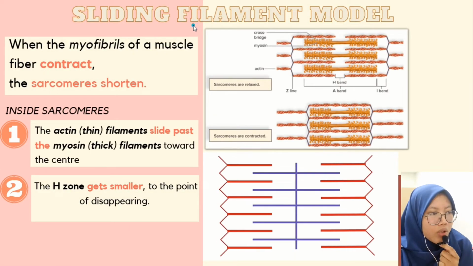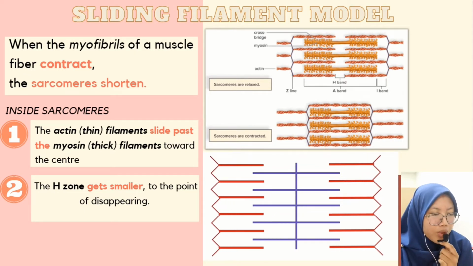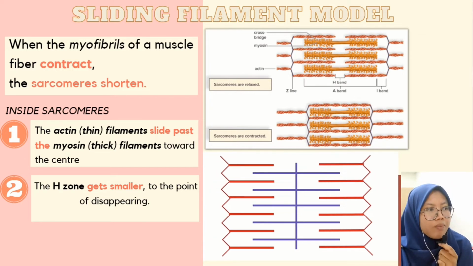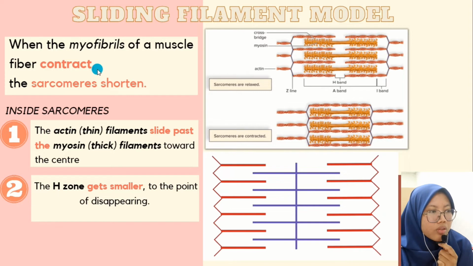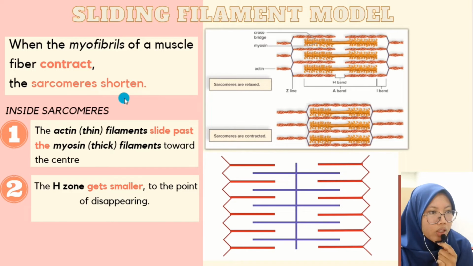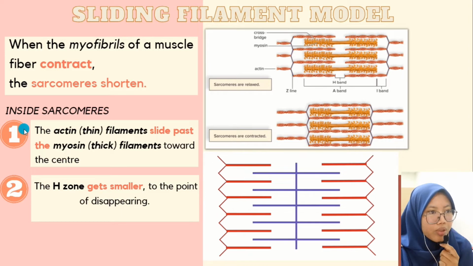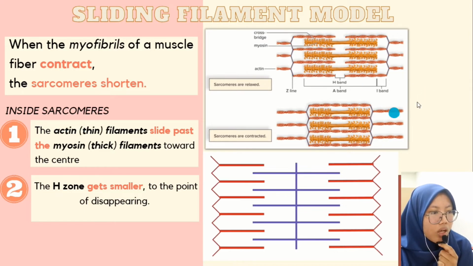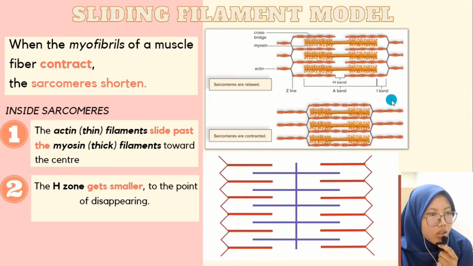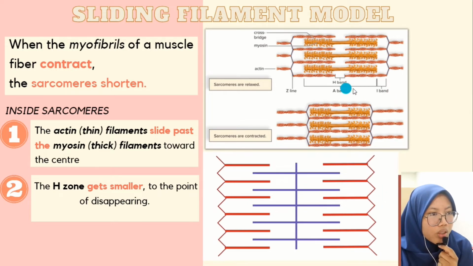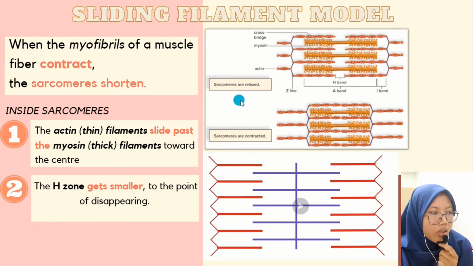Okay, now in this slide I will explain more details about the mechanism of this model, how it works. Firstly, when the myofibrils of the muscle fiber contract, the sarcomere will shorten, and inside the sarcomere the actin filaments pass through the myosin filament and approach each other. This causes the I band, which is this one, to shorten and the H zone to nearly disappear.